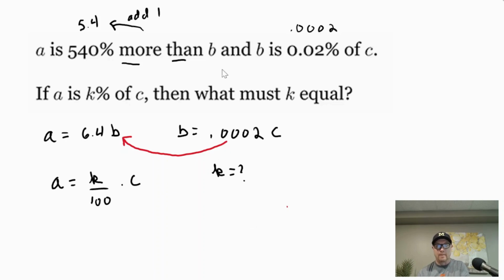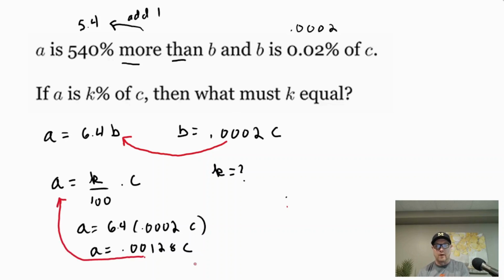Okay, so when I sub that in, I'm going to get A equals 6.4 times 0.0002 C. So I would get A equals, and if I do that calculation, I should get 0.00128 C. And then what I can do is I can take this now. So I'm going to take this and I'm going to sub this in for A.